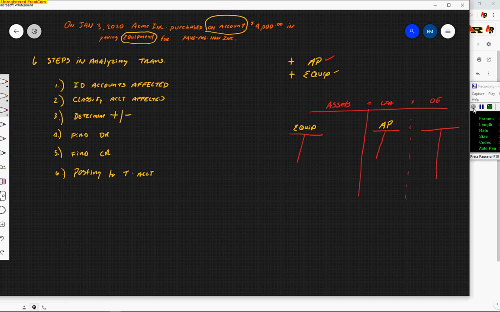Identifying the accounts, accounts payable, account equipment. Classifying it, well, we know that we've classified this as an asset account and this is a liability account. We determined the increases and decreases. We have more debt and more equipment. Now we need to find the debit and find the credit, and as we post them to a T account. Well, let's remember this.